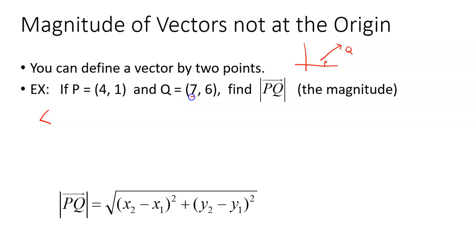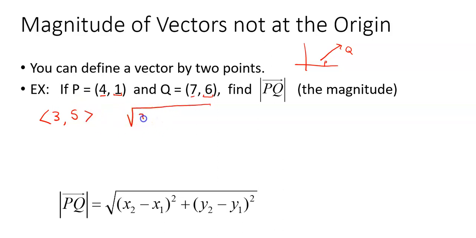So look at my x-coordinates. This ends at 7. It starts at 4. So if it ends at 7 and it started at 4, it moved a net of 3 units to the right. The other component ended at 6 and started at 1. So it moved a net distance of 5 units up. Now find the magnitude of that vector.